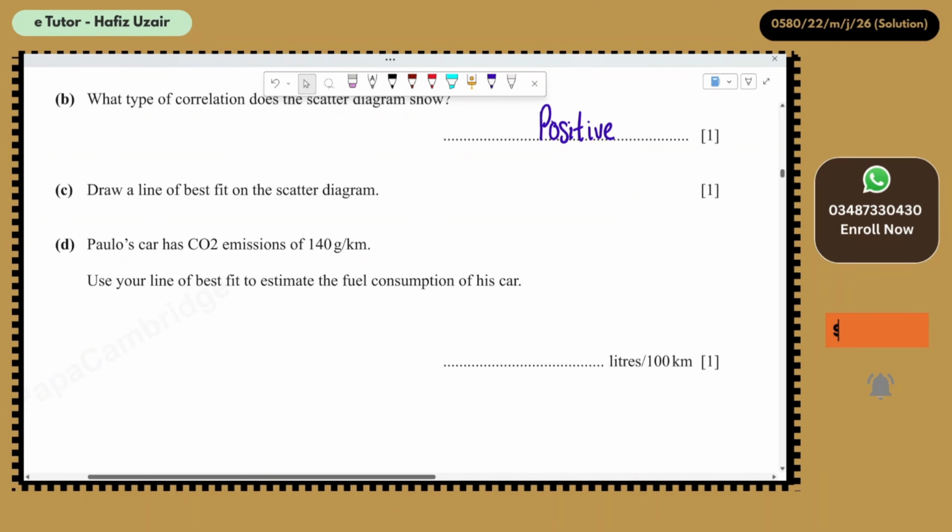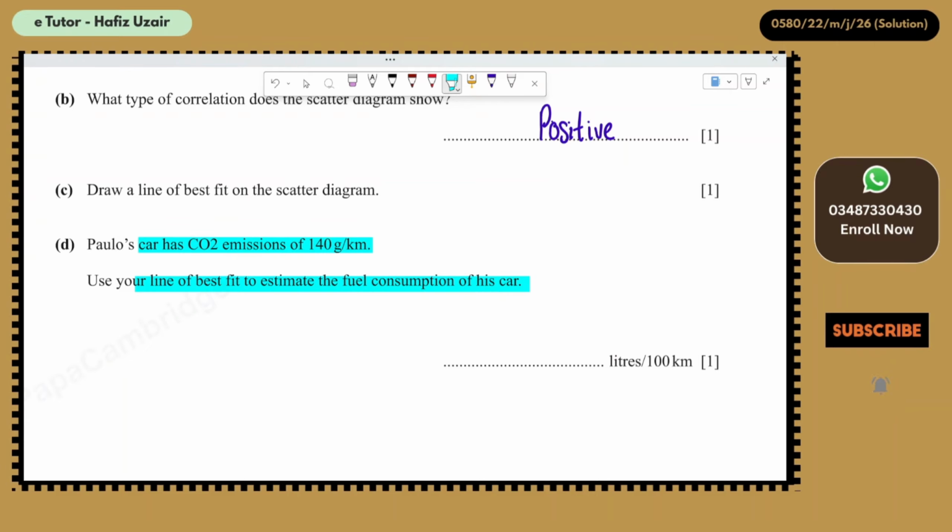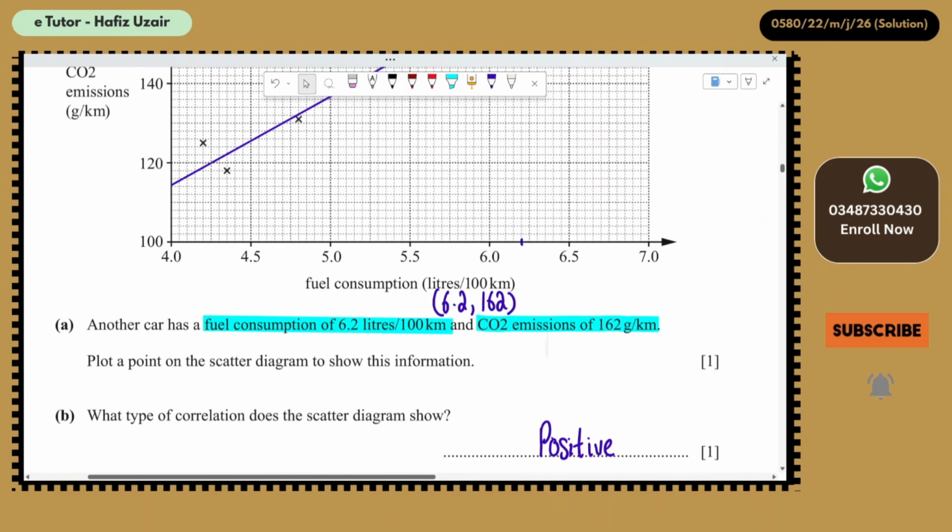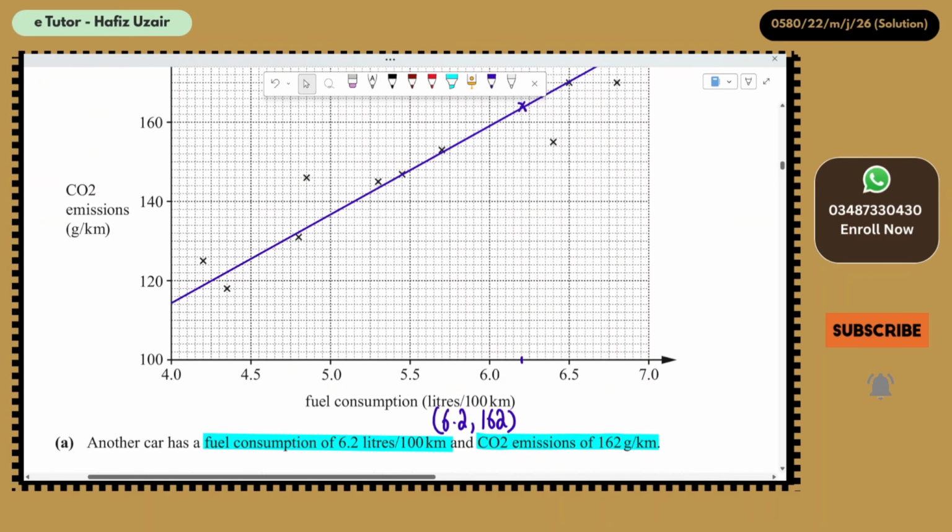So next part is for another car, CO2 emission of 140 gram per kilometer. Use the line of best fit to estimate the fuel consumption of this car. All right, so we have 140 gram per kilometer. So you can check that 140 gram is over here. Just draw the line over here and then bring this line down. So the value over here is actually 5.15.